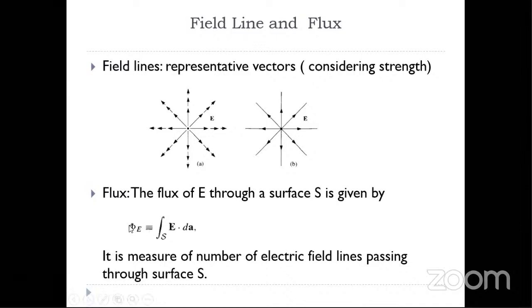So what is a small flux passing through dA bar? Small area dA. So small flux d phi passing through small area dA is E bar dot dA bar. Correct? It is E bar dot dA bar.